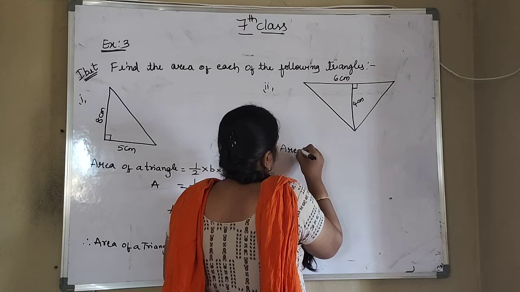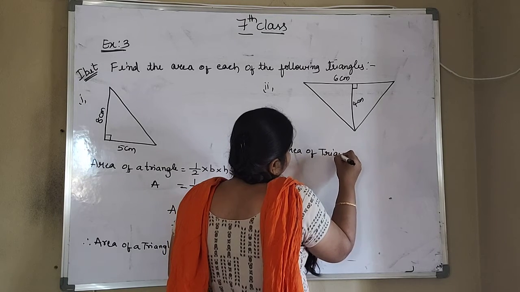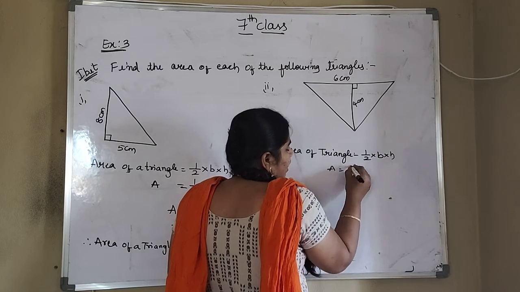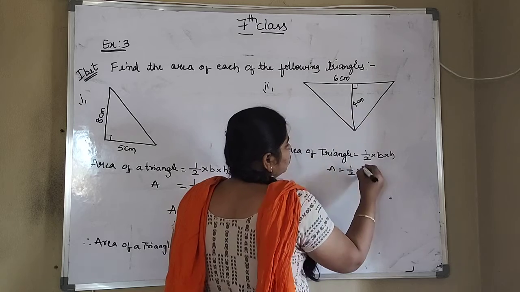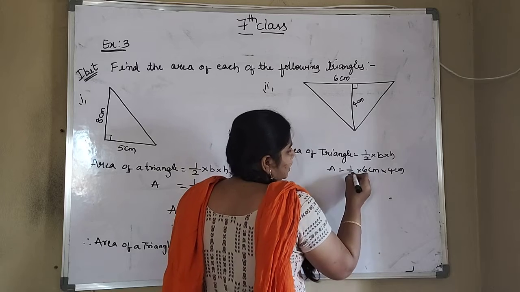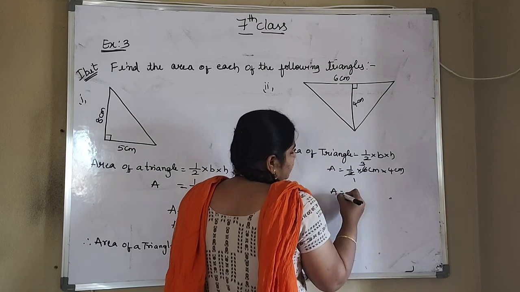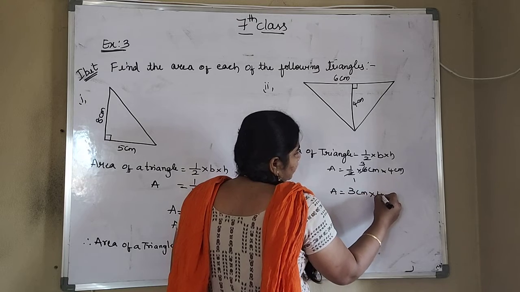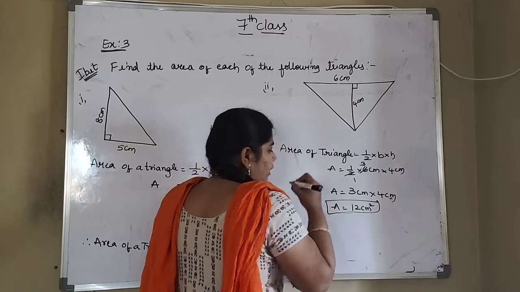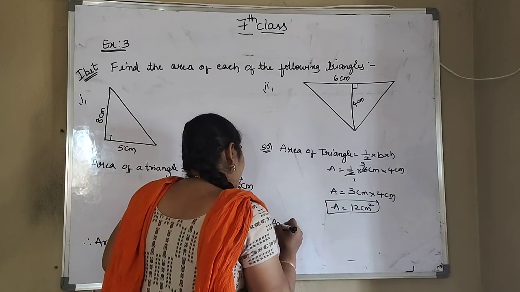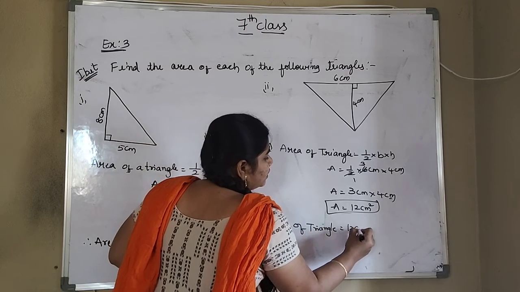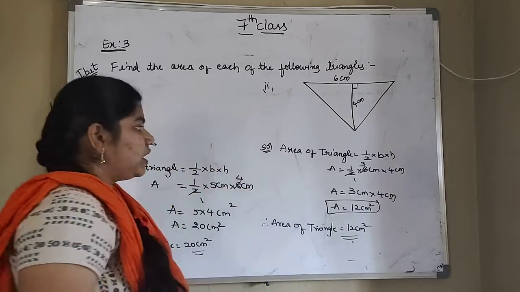So area of triangle is equals to half into base into height. So area will be half into, what is the base value? 6 centimeters into height value, 4 centimeters. So cancel it, 2 ones are 2, 2 threes are 6. So A is equals to 3 centimeters into 4 centimeters. That is A is equals to 12 centimeter square. So what we got? We got area of a triangle is equals to 12 centimeter square. So this is our second one.